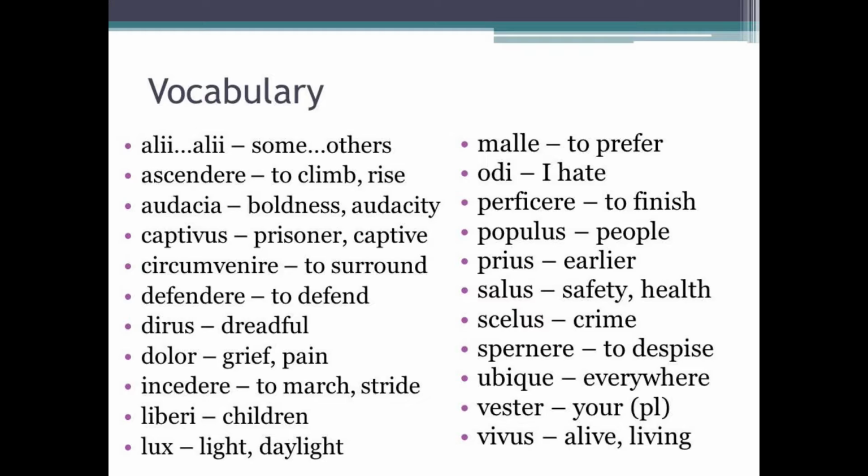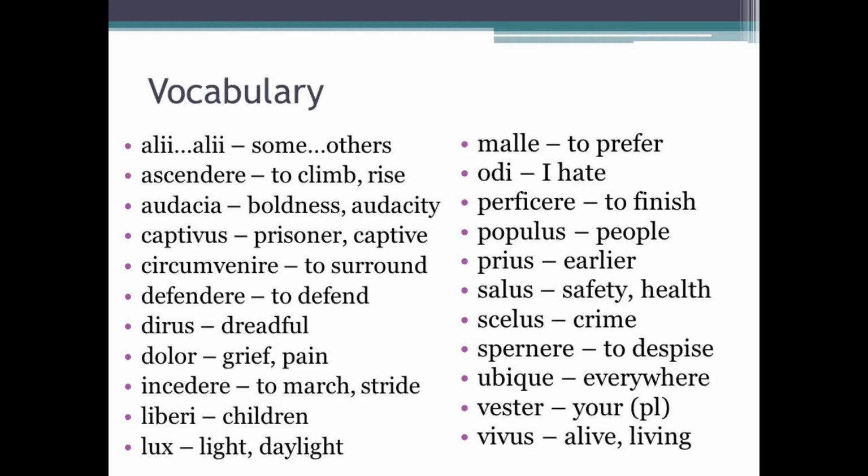Incedere, to march. Liberi is children. Lux means light or daylight. Malle is an irregular infinitive, to prefer. Odi, I hate. Perficere, to finish. Populus is people. Prius is earlier, salus is safety or health, scelus is crime, spernere, to despise, ubique, everywhere, vester, your (plural), and vivus means alive or living.